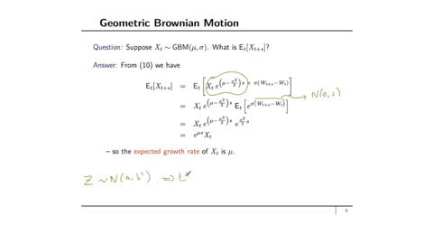Then it implies that the expected value of e to the s times z is equal to e to the as plus a half b squared times s squared. So this is the moment generating function of a normal random variable, and we can just use the standard result up here to recognize that this must be equal to e to the sigma squared over 2 times s. This term cancels with this term, and we get this expectation equals e to the mu s times xt, so that the expected growth rate of xt is in fact mu.